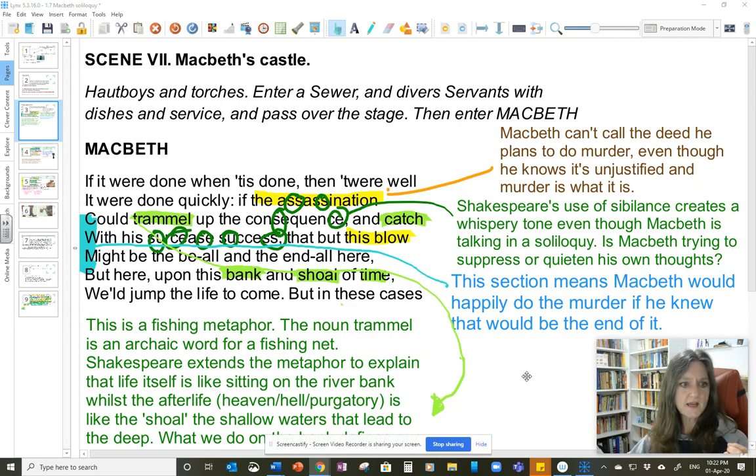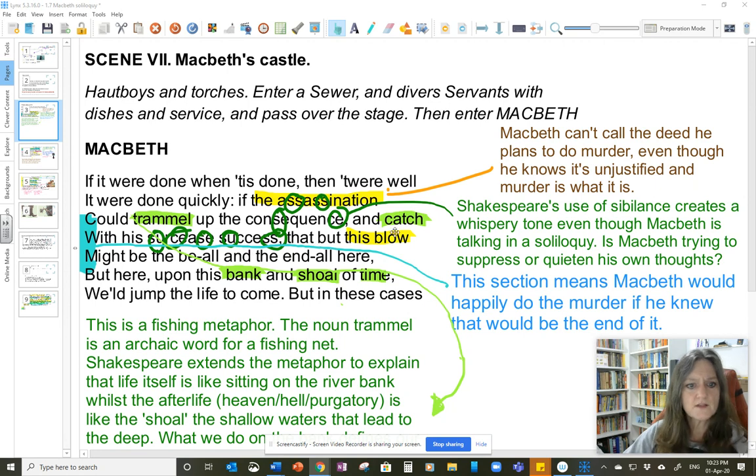So first thing he's saying is, if the assassination could trammel up the consequence, if I could stop myself from having any consequences to this murder with a fishing net, if I could capture it in a fishing net, it would be safe. Okay, and then catch with his deceased success. So again, it's this idea that he's casting out the line and trying to catch the fish, but deceased, like the death of Duncan, should just bring success, because the death is just going to be captured, caught like a fish on a line, and put to one side.